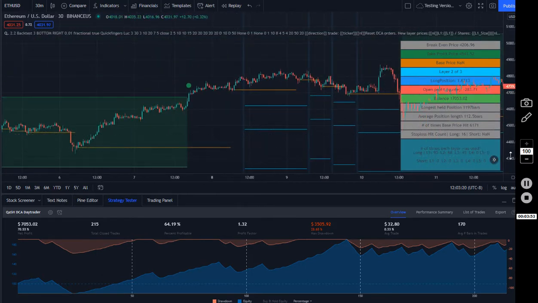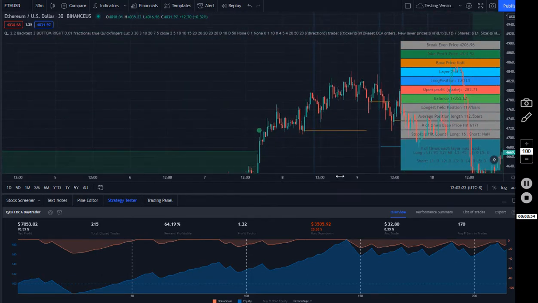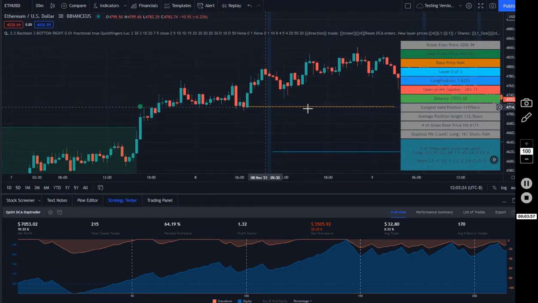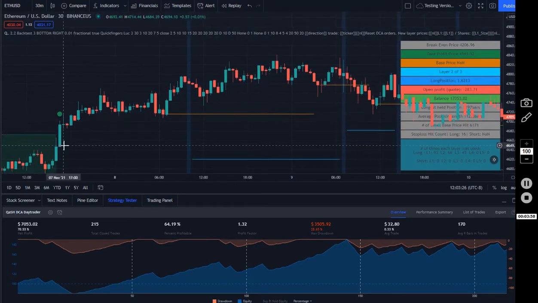Zoom in. Okay, here we go. Right here we created a base. So these orange lines are the base. Price was going up, price dipped, price made a new bottom right here on this candle, right? And then it went up, and it went up over the course of 7 bars. 1, 2, 3, 4, 5, 6, 7.